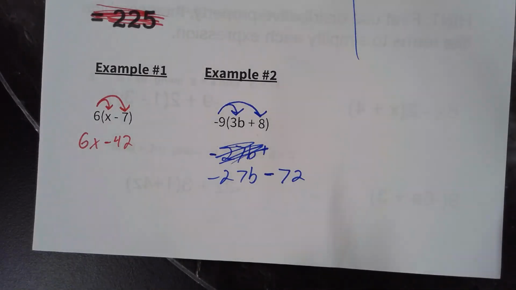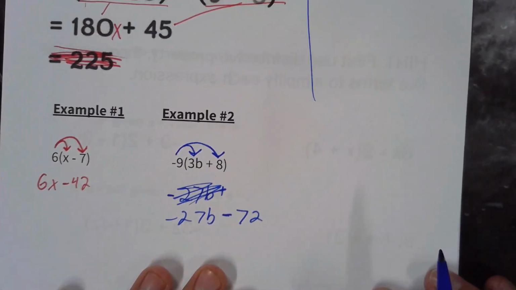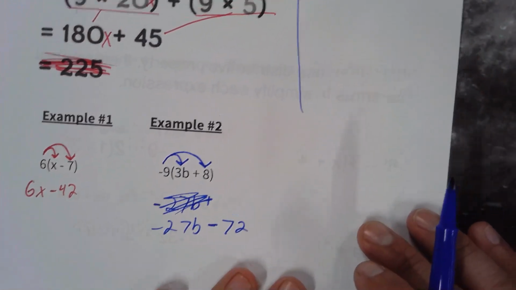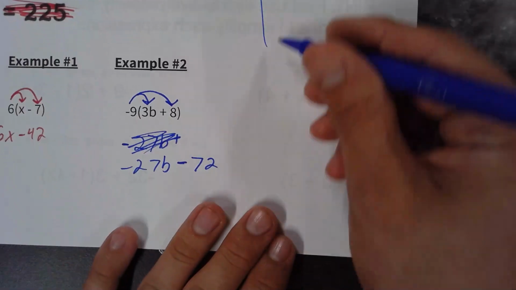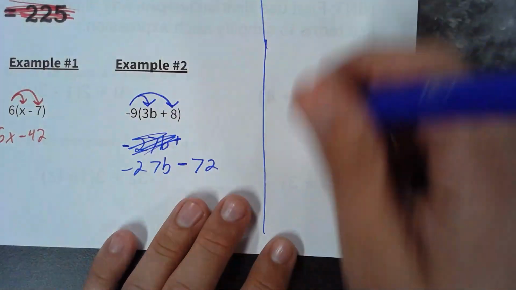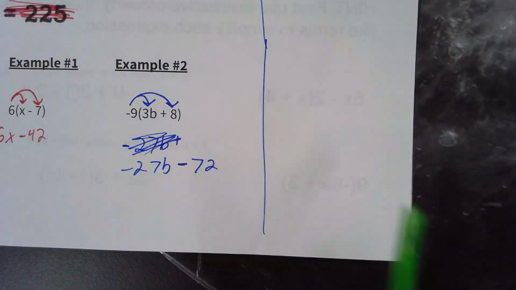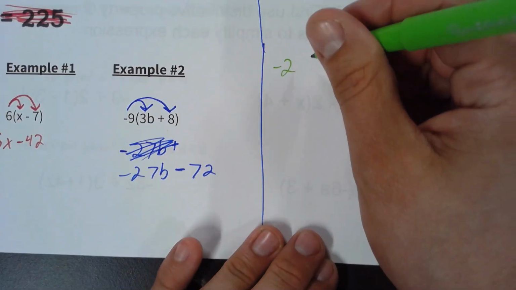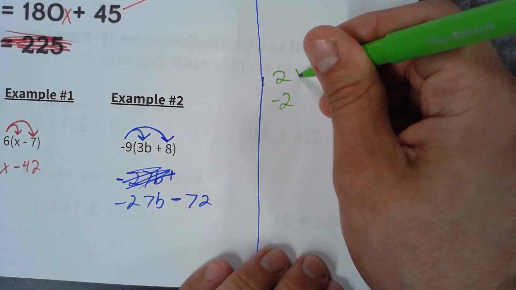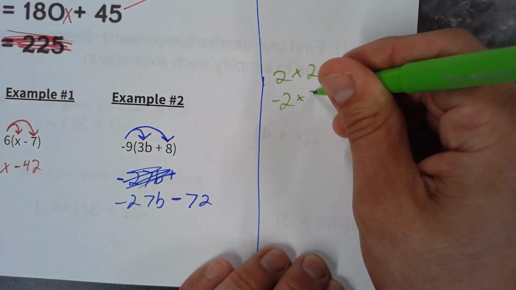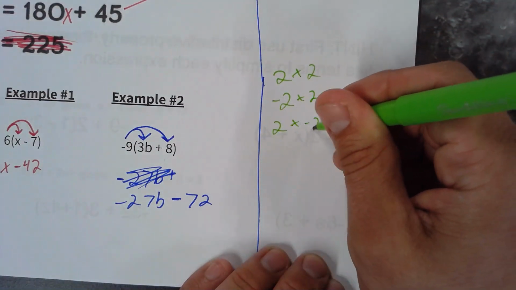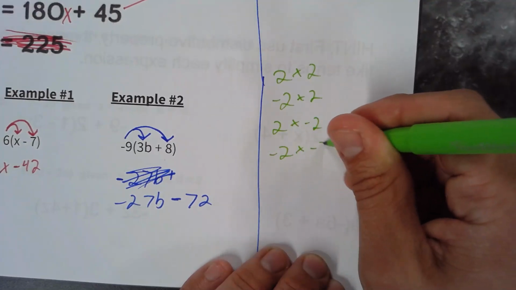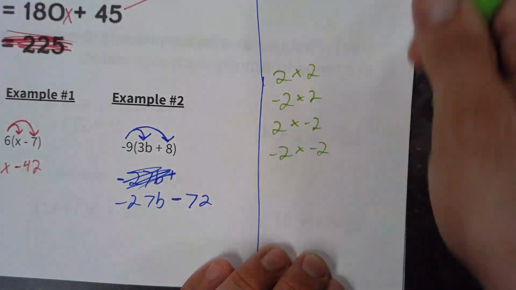And actually, let's just do a review real quick. I'm going to add to the sidebar. Quick review. Let's do positive 2 times 2, negative 2 times 2, 2 times a negative 2, and negative 2 times negative 2. Okay, so quick review, negative and positive.